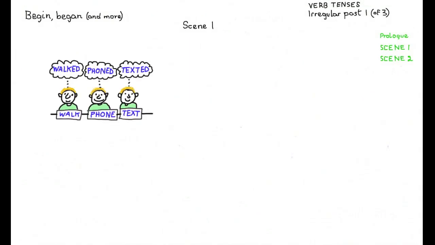So, first of all, we're looking at the regular verbs, and here's a little picture of 3 of them. Walk, walked, phone, phoned, text, texted. They all end in the same way, D or ED, and they are all regular verbs. There are 3 different regular verbs. The pronunciations are slightly different.